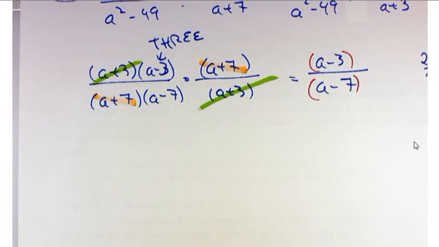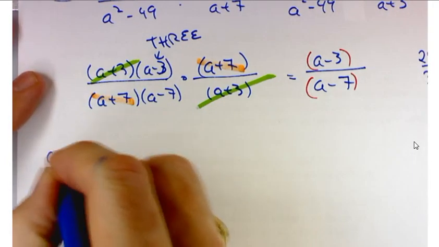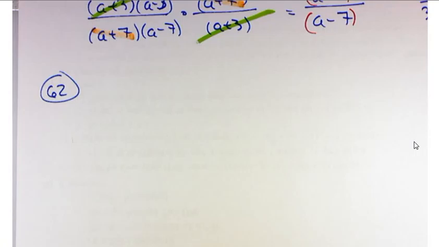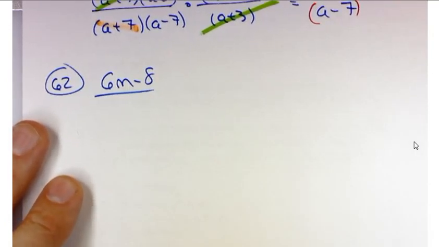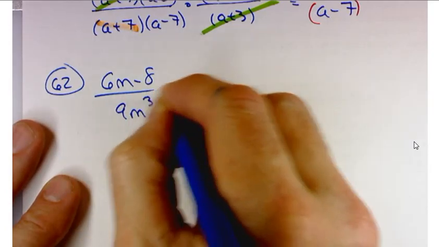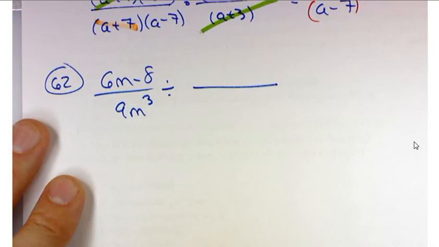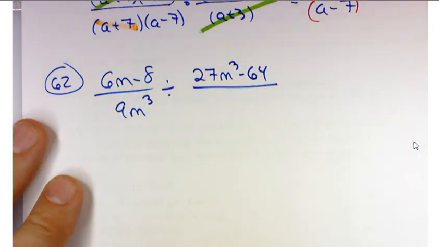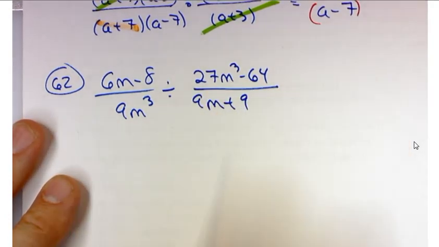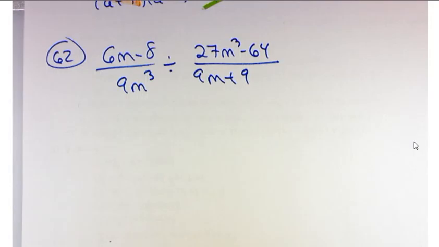All right, so let's do one more division one. Problem 62. Six m minus 8 over 9m cubed, divided by 27m cubed minus 64 over 9m plus 9. So as before, the first step is to invert and multiply.